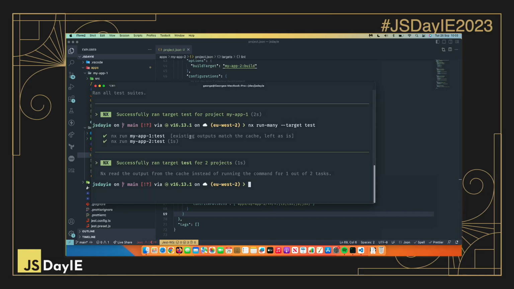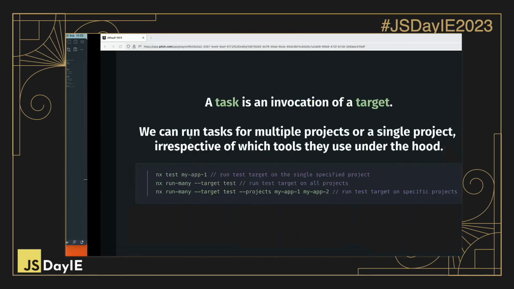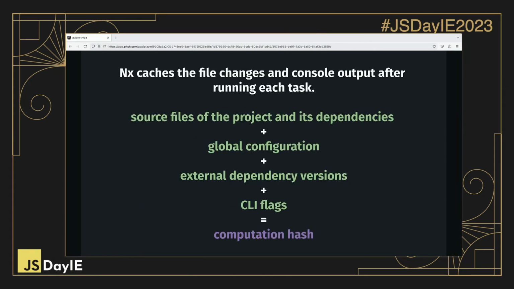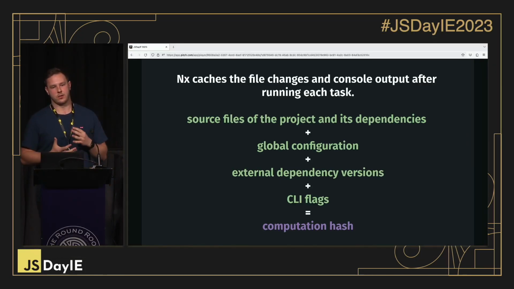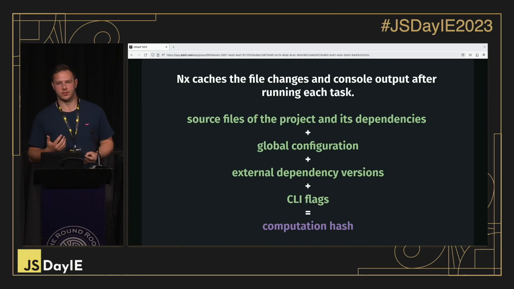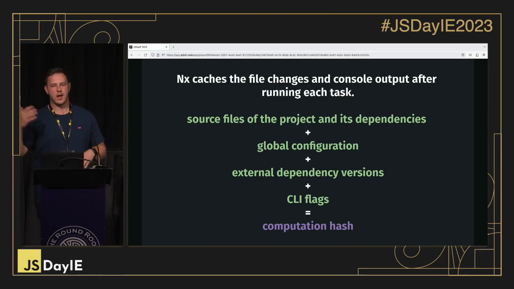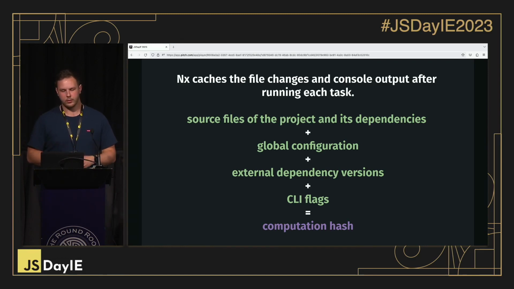So whenever you run a target with NX, the first thing it does is it takes a look at all of the source code of your project, any global configuration, dependency versions, CLI flags, and it's going to generate a hash of all of those. And whenever it finishes running a task, alongside that hash, it's going to save all of the console output that was generated during running that task, and also the state of the file system. So if any files have been created, anything's been modified, and all that kind of thing.